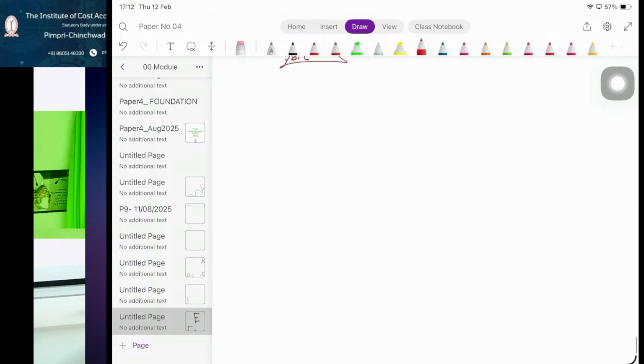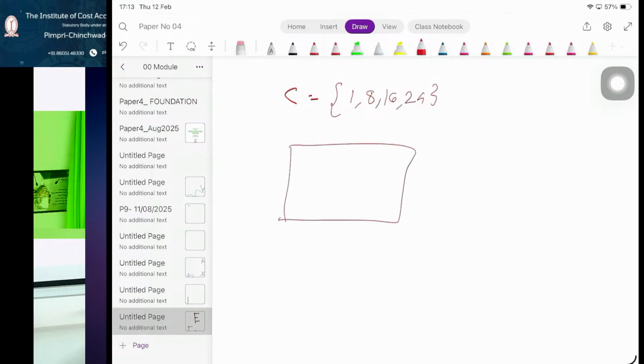Let's take one more example. Suppose C is equal to 1, 8, 16, 24 and I have taken a square box. Geometrical figure, square box. Venn diagram. I will write it down here: 1, 8, 16, 24. This is called the Venn diagram of set C.